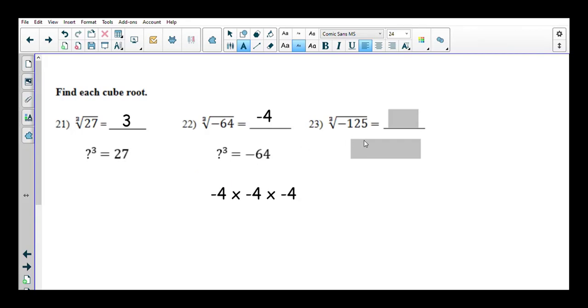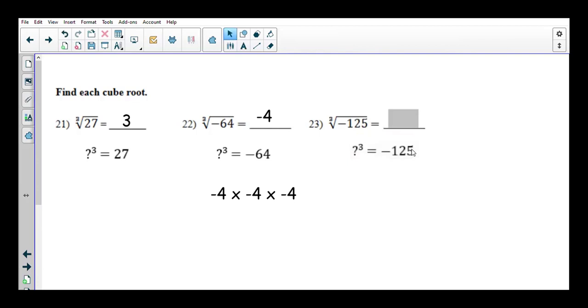Finally, number 23, last one for this week's lessons. I know I've given you a lot to think about this week. I'm thinking of what number to the 3rd power gets me negative 125. I know it's higher than 4, so let's go to 5. 5 times 5 is 25, and 25 times 5 is indeed 125. So guess what? My answer is negative 5.